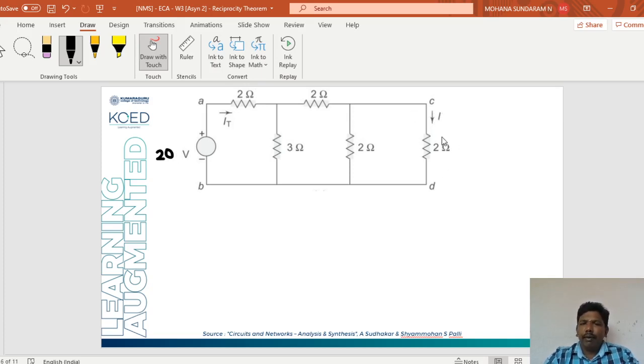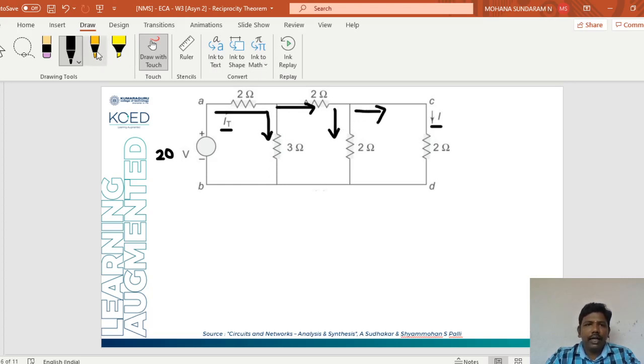You can try with any number of methods to solve this problem. You can go for mesh or you can go for nodal, whichever is easy for you. So what I'm going to do is apply the current divider rule to find the value of this current I. In order to find the value of this current I, first I have to find the value of this total current IT, because this current flows like this and gets divided like this. Again, this current gets divided like this.